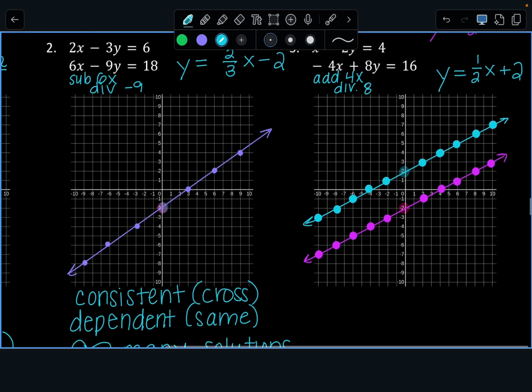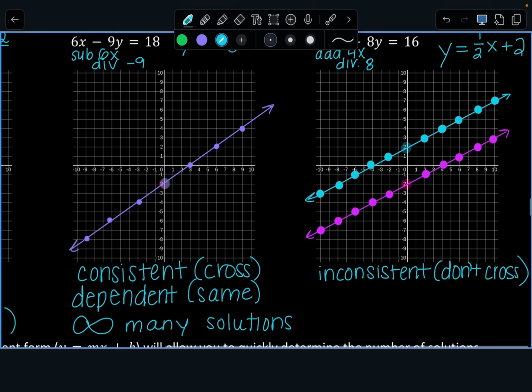Because they don't cross, this is considered an inconsistent system. Inconsistent because they don't cross. Which means there is no solution. Kind of makes sense with these special cases.